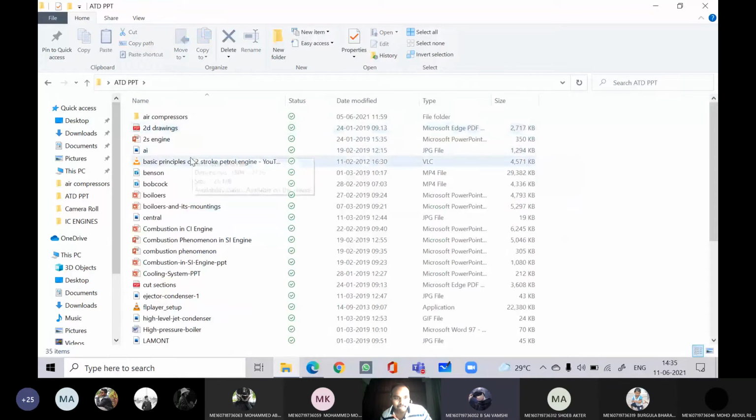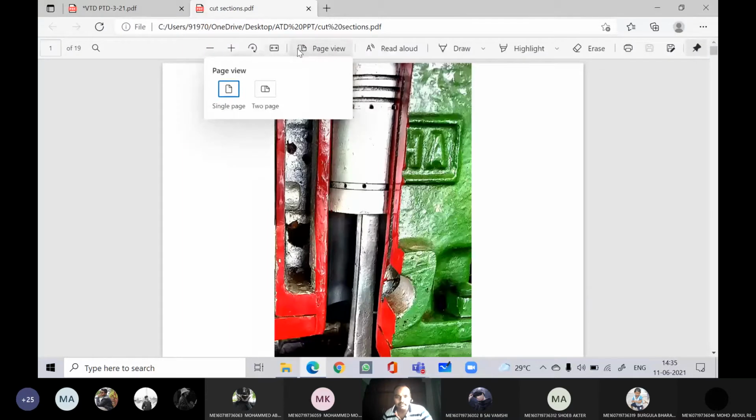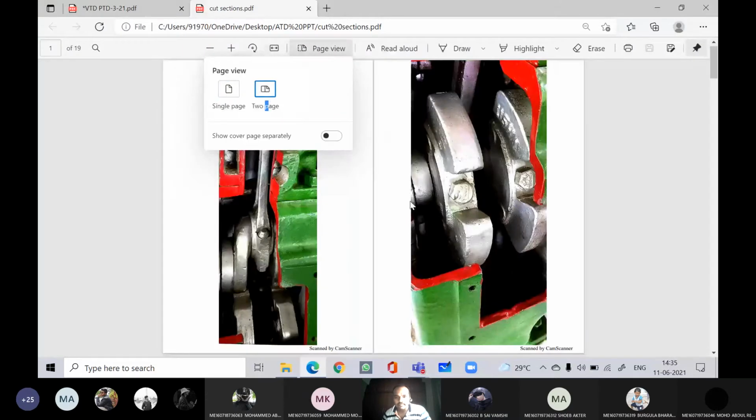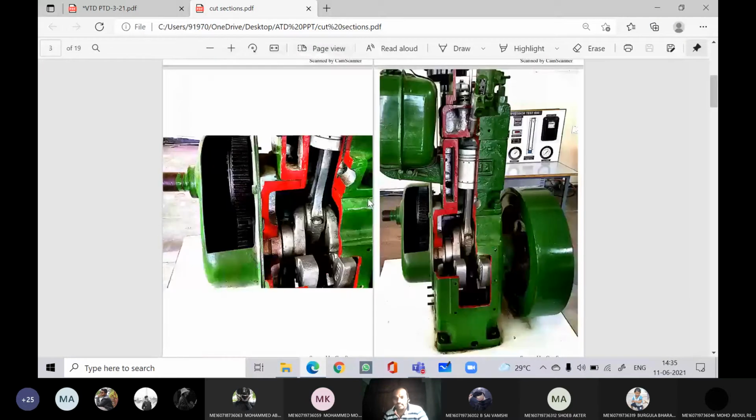Sir, do we have a two-stroke diesel engine also? Yes, we have a two-stroke diesel engine also. Now you can see here, this is the cut section of a 4-stroke diesel engine.